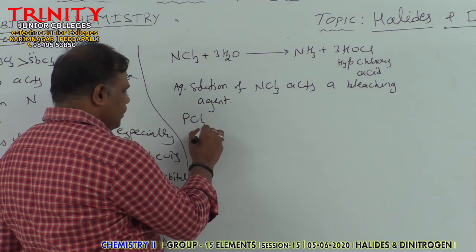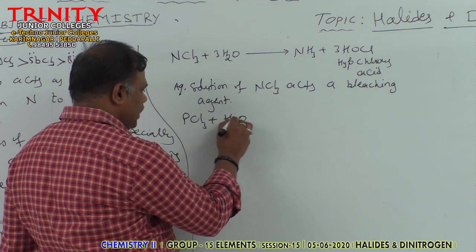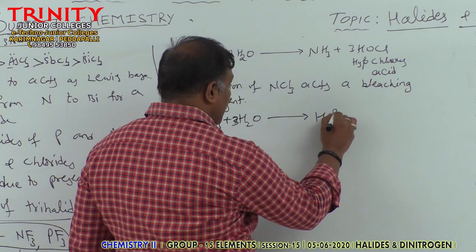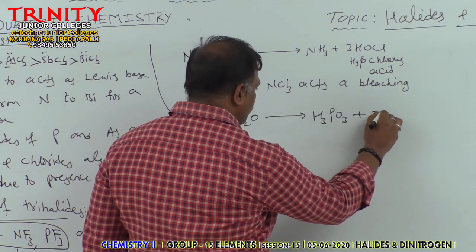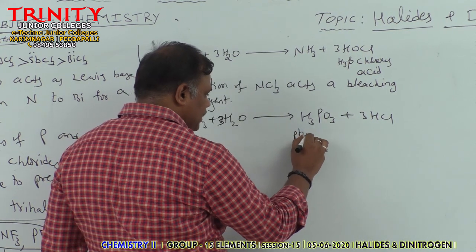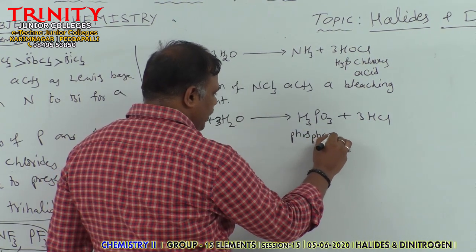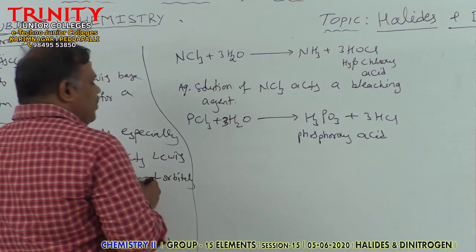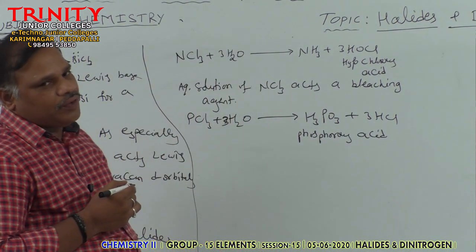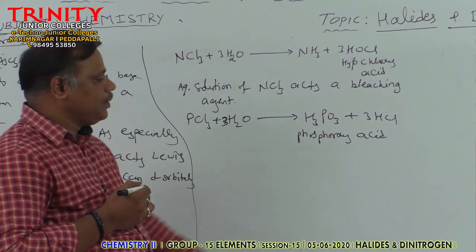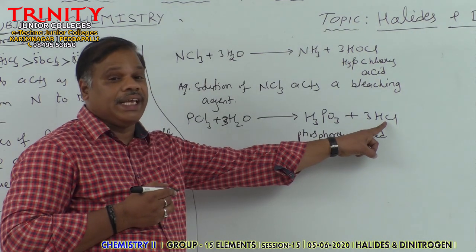Then PCl3 hydrolysis, meaning reaction with water, gives H3PO3, phosphorous acid, not phosphoric acid, plus HCl. PCl3 is a covalent compound, but its aqueous solution is a good conductor of electricity due to formation of HCl.